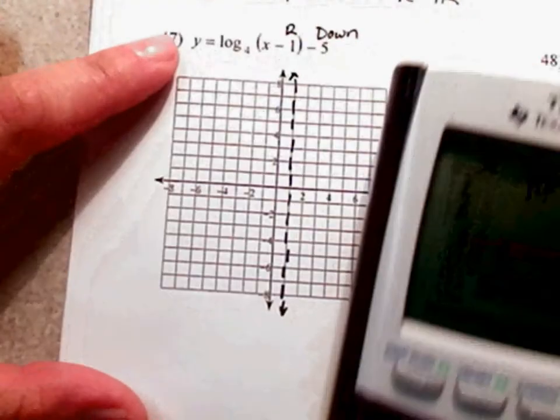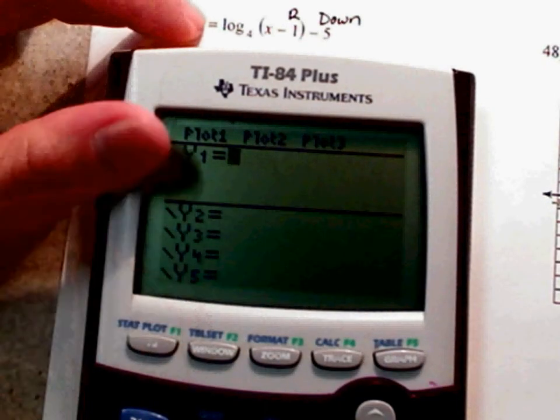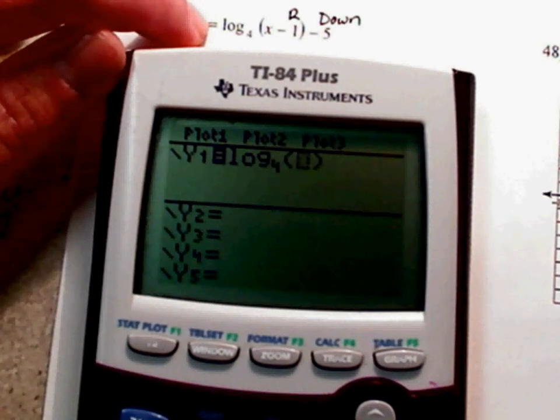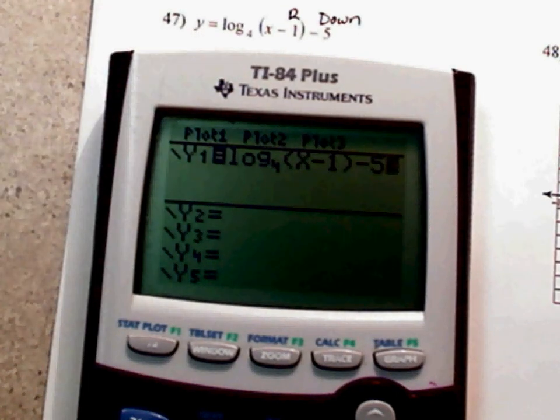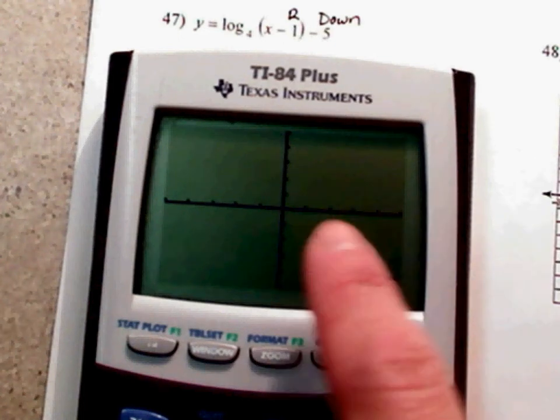Clear that. Alpha window, 5, 4, right click to x minus 1. Right click to -5. Make sure you write -5 and not -5. Now hit graph. Kind of gives you an idea what your graph's going to look like. Notice my window is set to 5 and -5. Not a big deal. Okay.